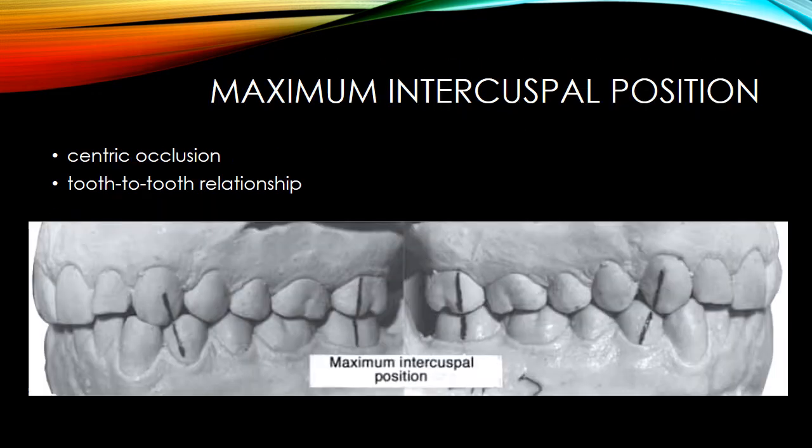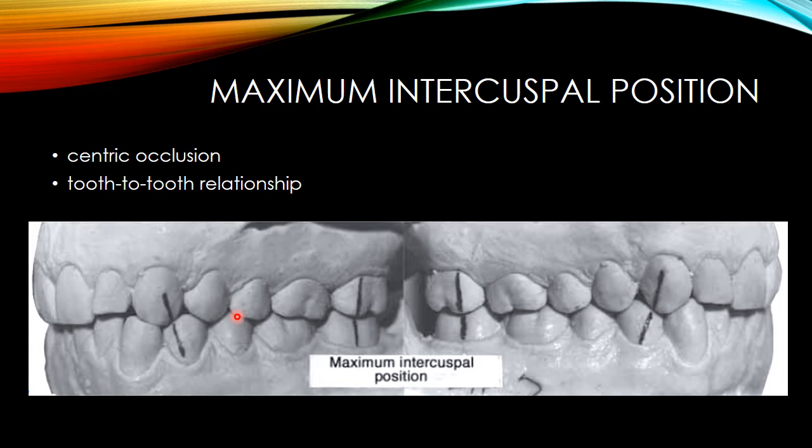First is the maximum intercuspal position. It is also referred to as the centric occlusion. This is a tooth-to-tooth relationship and independent of jaw muscles or joint anatomy. So it is a purely tooth-determined position. Centric occlusion is the tightest or best fit when both maxillary and mandibular posterior teeth occlude.